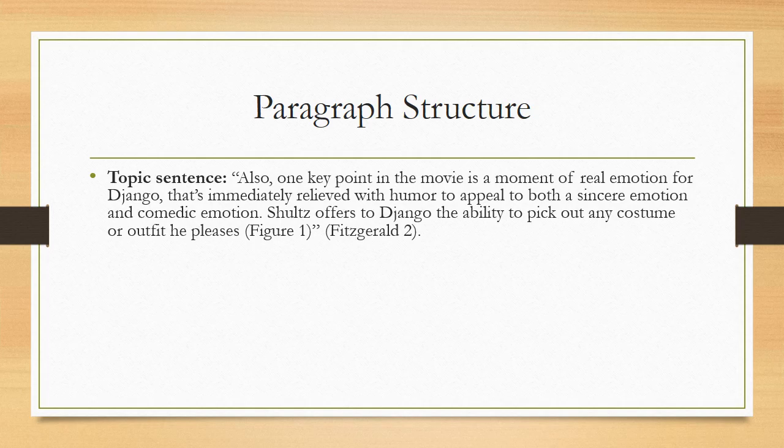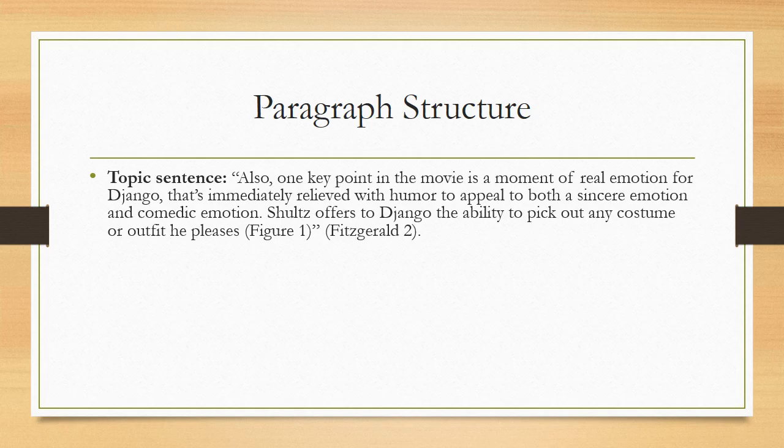Also, one key point in the movie is a moment of real emotion for Django that's immediately relieved with humor to appeal to both a sincere emotion and comedic emotion. Schultz offers to Django the ability to pick out any costume or outfit he pleases.